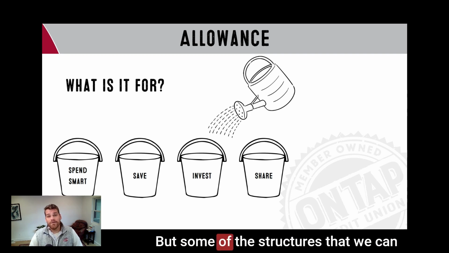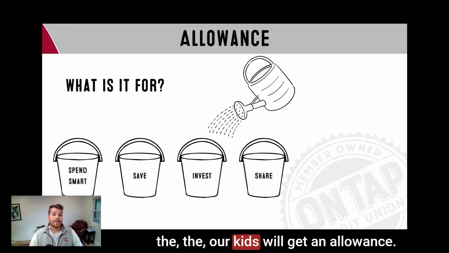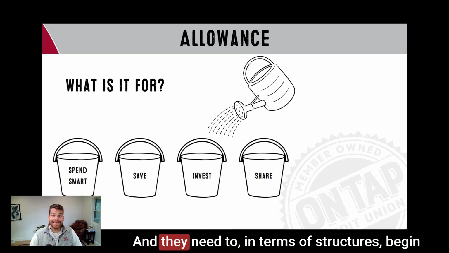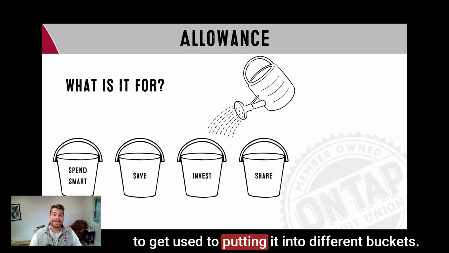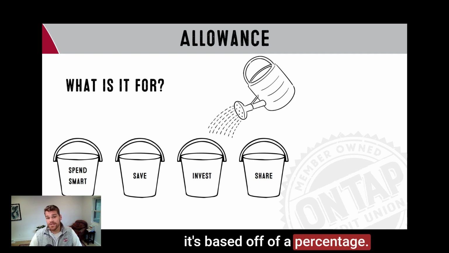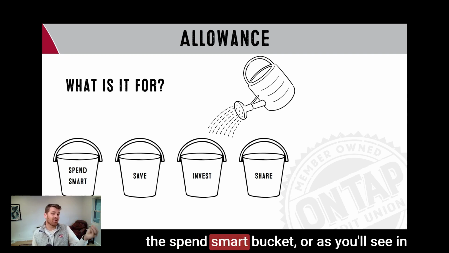But some of the structures that we can use with allowance to set things up are: our kids will get an allowance every week or every month, no matter what, and they need to, in terms of structures, begin to get used to putting it into different buckets. Each dollar is assigned and it's based off of a percentage. And so one of those buckets can be called the spend smart bucket.